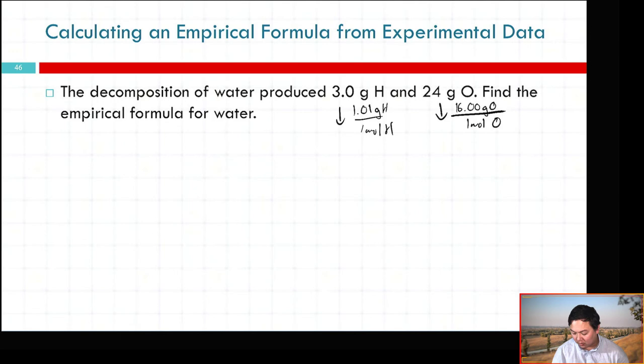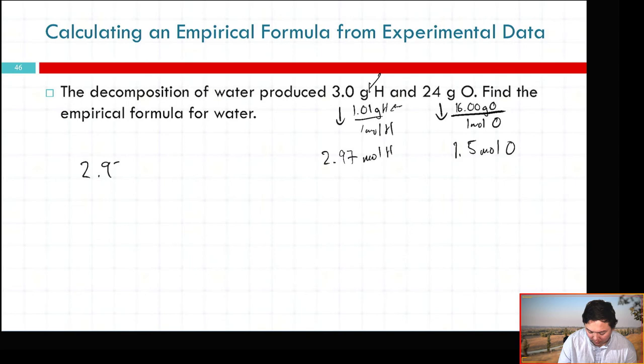Okay, so we do 3.0 divided by, right, because we have grams on top for a conversion factor. So we want to go from grams to moles. We divide by 1.01 to get 2.97 moles of hydrogen. And then we'll do 24 divided by 16 to get 1.5 moles of oxygen. So now we have 2.97 moles of hydrogen, 1.5 moles oxygen.